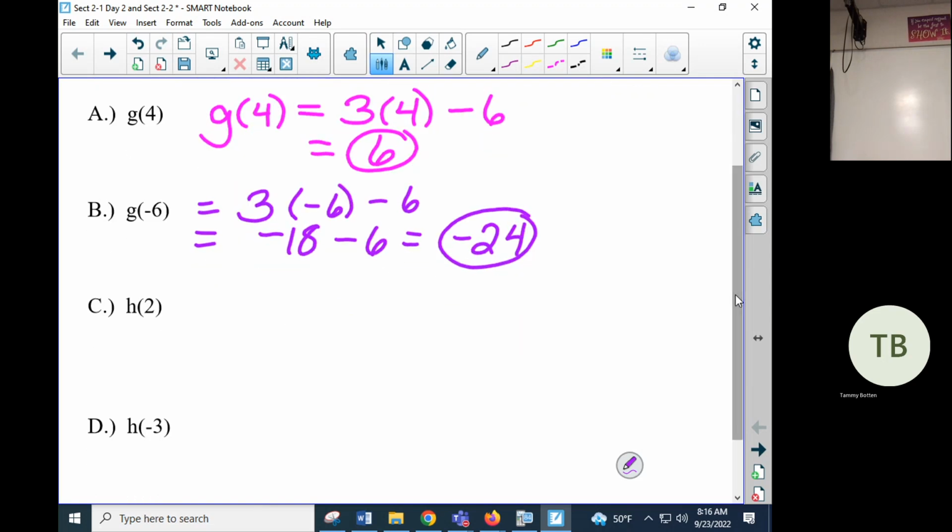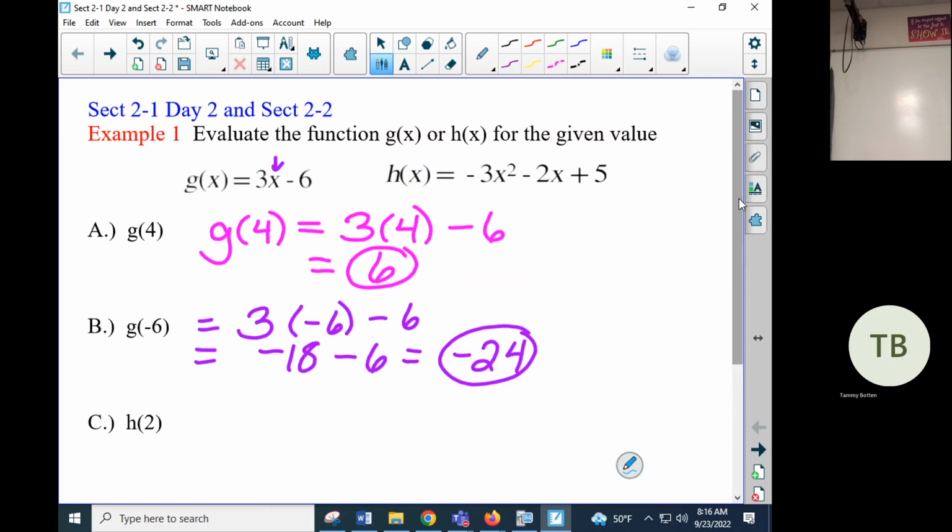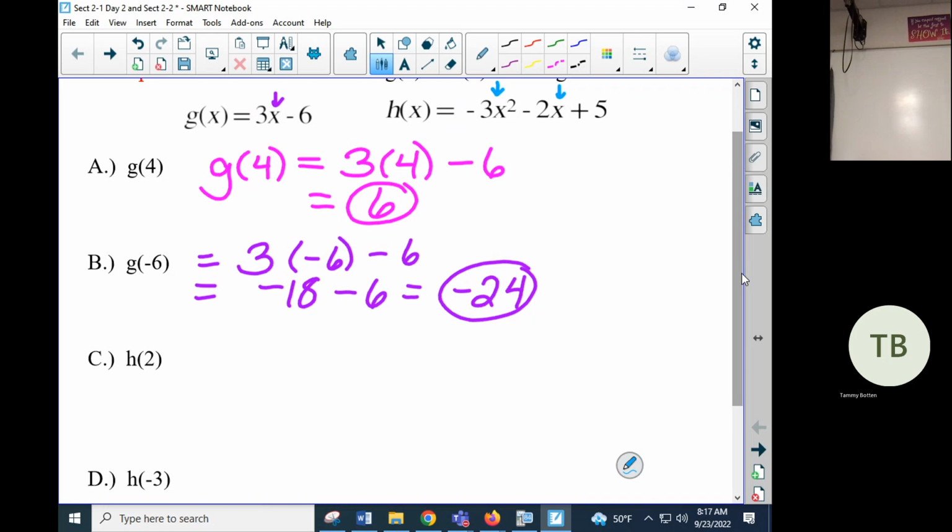And if we look at h of 2, that means we're going to go to the h function, and everywhere you see an x, you're going to put a 2. So you're going to put a 2 in here as well as here. So here we would go -3, in for x is 2, and we have to square just the 2. And then it would be -2, and in for x, again, you put a 2, and then +5.